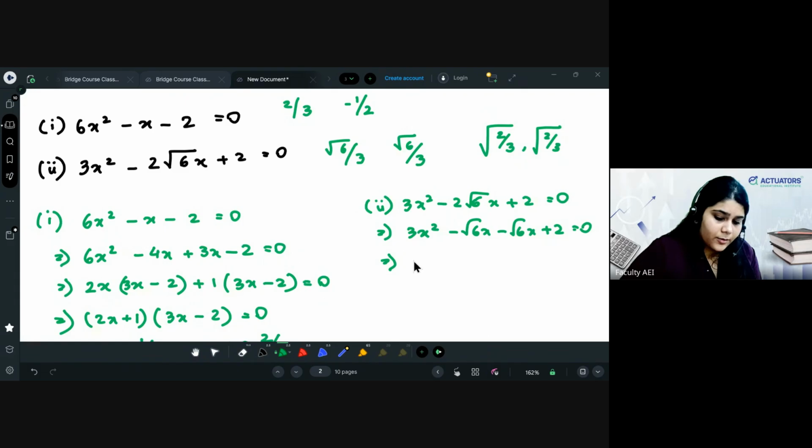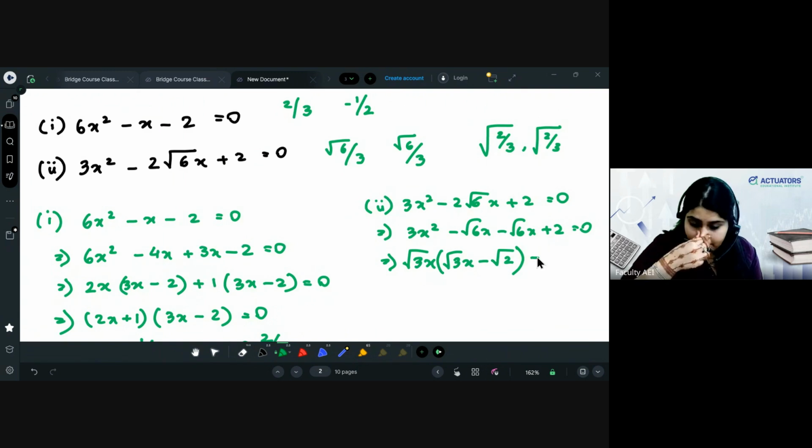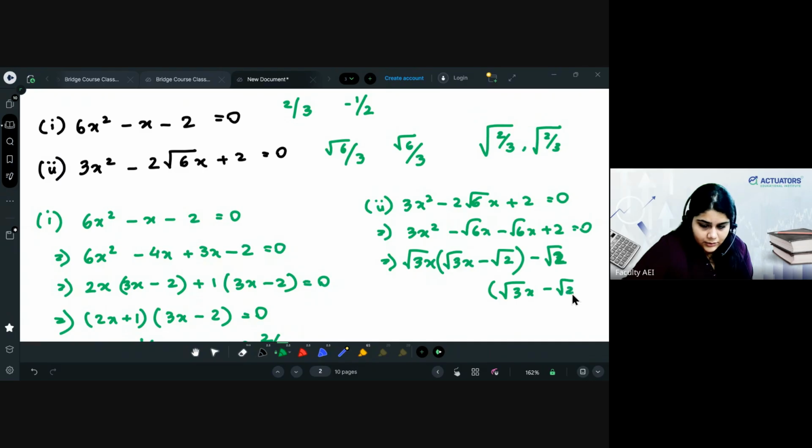What will we take out common? Root 3x. ठीक है. If we take out root 3x common, first term में we are left with a root 3x again, and इसमें minus root 2. इसमें we will take out again minus root 2 common, and root 3x minus root 2.